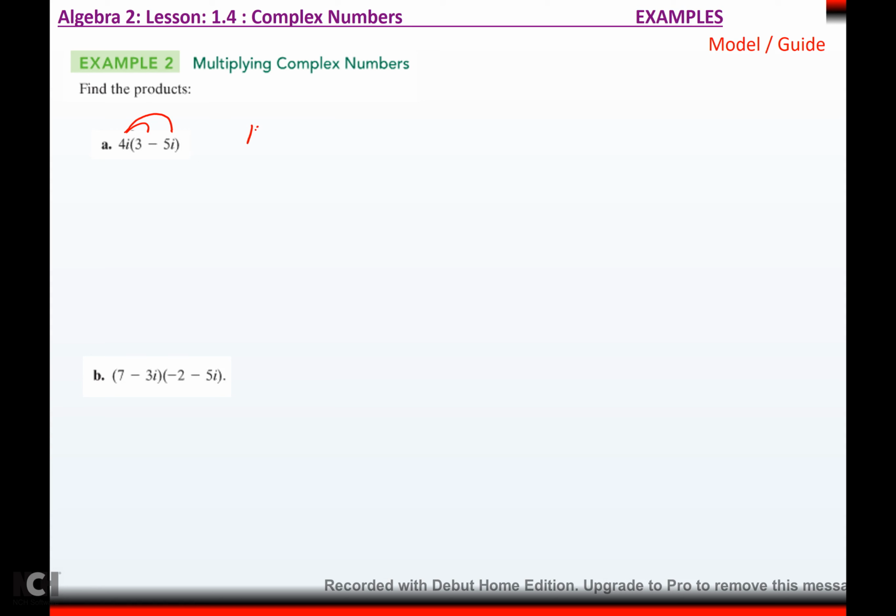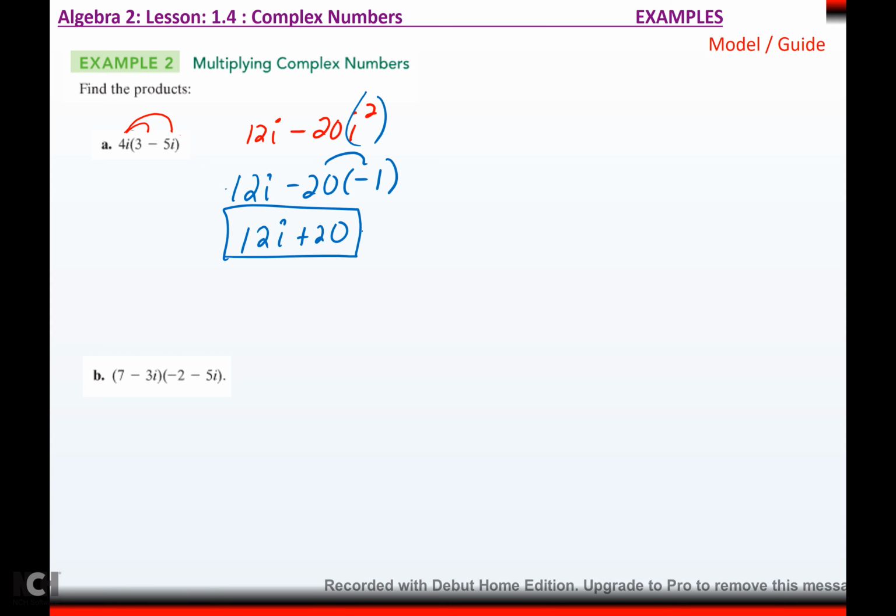So 4i times 3 would be 12i. 4i times -5i would be -20i squared. But that i squared can be rewritten as -1. So now distribute, I get 12i plus 20. This is not wrong, but it's considered rude. Your answer, a complex number, is always the real plus the imaginary, not the imaginary plus the real. It's not wrong, it is just commutative, but it's considered rude. You're supposed to write your real term first. So my answer would be 20 plus my imaginary term, 12i. That would be improper.